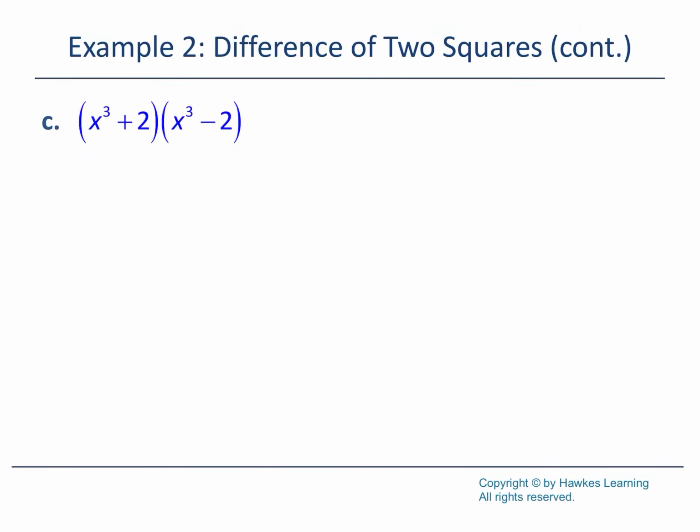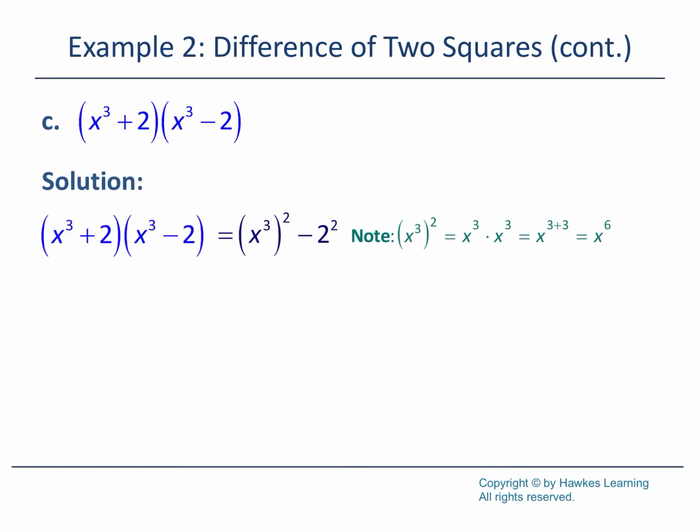All right, here's another one to do. You notice that this time it's x cubed, but that's okay. We're just going to do x cubed squared, right? So pause the video and see if you can do this problem using that difference of squares answer. Okay, hopefully you were able to get that. We end up with x cubed squared, right? Which, if you worked this out, this becomes x to the 6th minus 2 squared, which is 4. So the answer is x to the 6th minus 4.